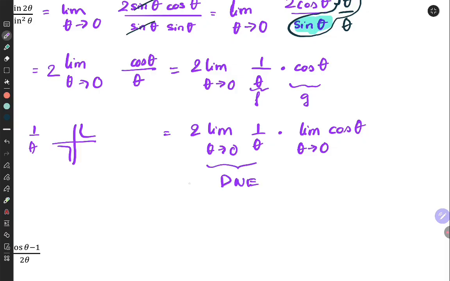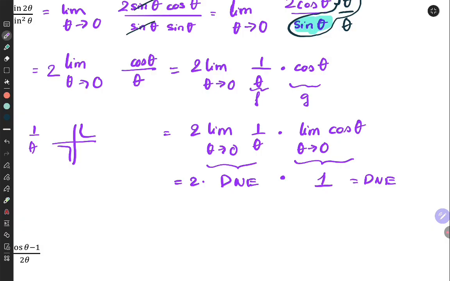So this is DNE. Technically, you have this thing: 2 times something that does not exist, times 1. What would be your conclusion for this product? Undefined. Is it? Yes.